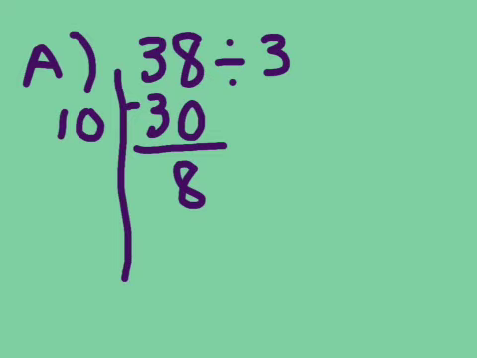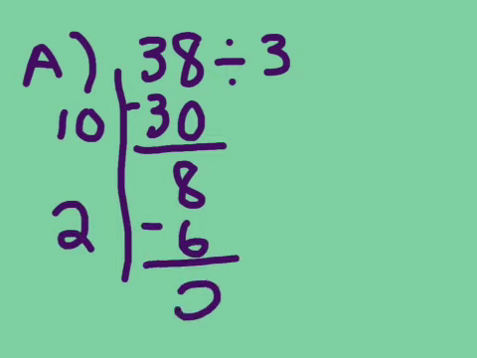The answer is no, because we'd have to have 30 left over to do that. So now we want to think, how many groups of 3 can we make out of 8? I know, we can make 2 groups of 3, which gives us 6. Subtract those and we get 2 remainder. Can we make any more groups of 3? No, because 2 doesn't make even one group of 3.